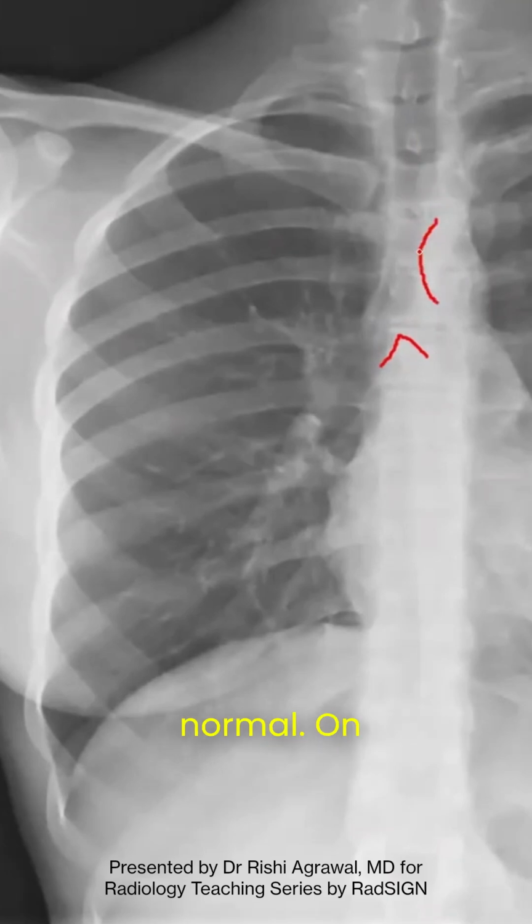okay, and that's normal. On either side of the trachea are what's called the paratracheal stripes, and there are vessels and lymph nodes that live in the paratracheal stripes.